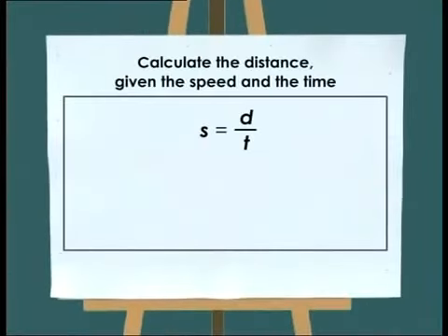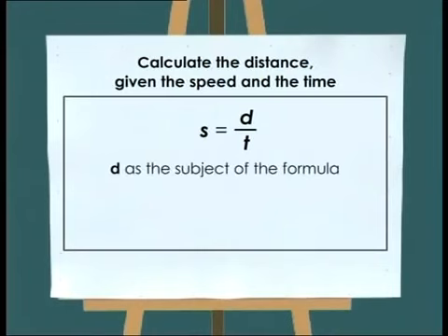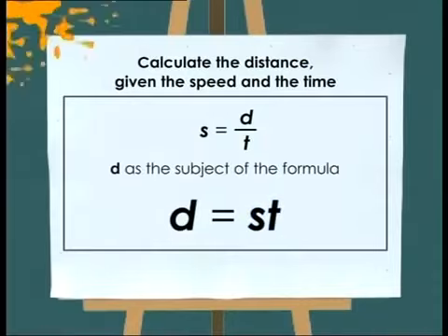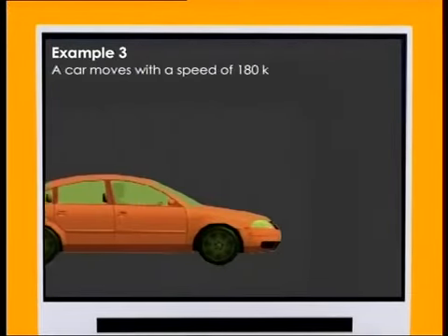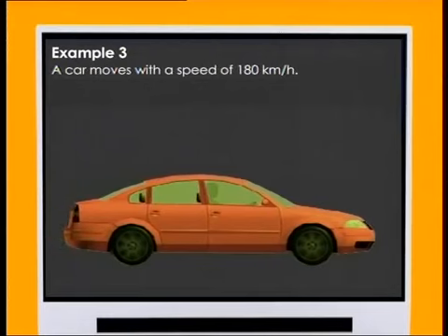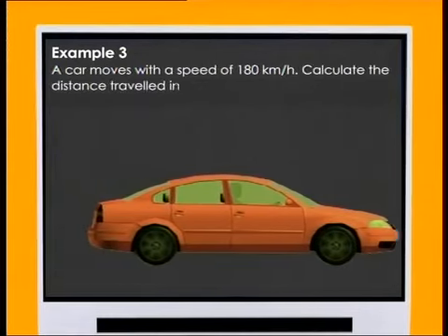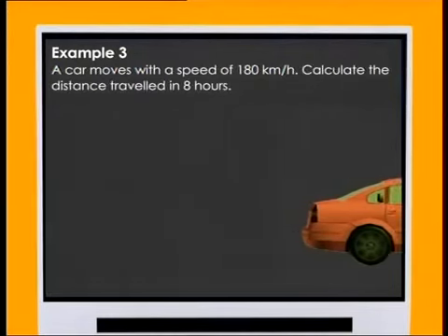By expressing the unknown d as the subject of the formula, we get d equals st. Thus, the distance can be found if speed and time are given. Example 3. A car moves with a speed of 180 kilometers per hour. Calculate the distance traveled in 8 hours.